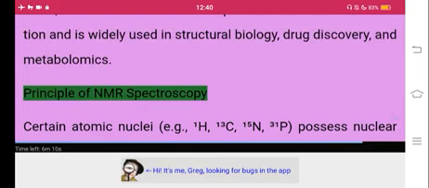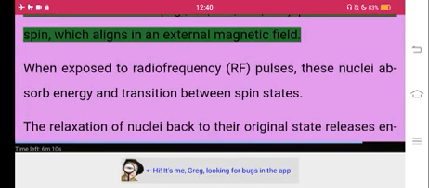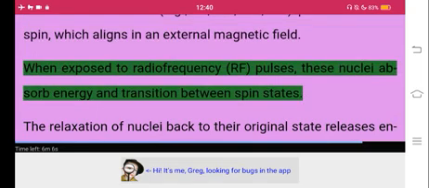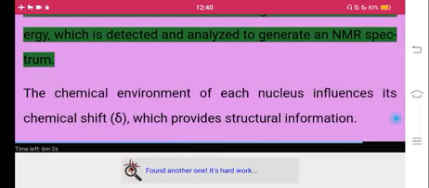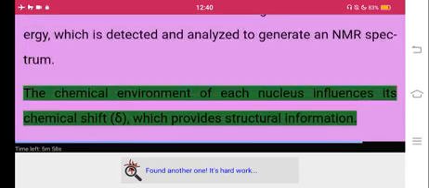Principle of NMR spectroscopy. Certain atomic nuclei, e.g., 1H, 13C, 15N, 31P possess nuclear spin, which aligns in an external magnetic field. When exposed to radio frequency RF pulses, these nuclei absorb energy and transition between spin states. The relaxation of nuclei back to their original state releases energy, which is detected and analyzed to generate an NMR spectrum. The chemical environment of each nucleus influences its chemical shift delta, which provides structural information.